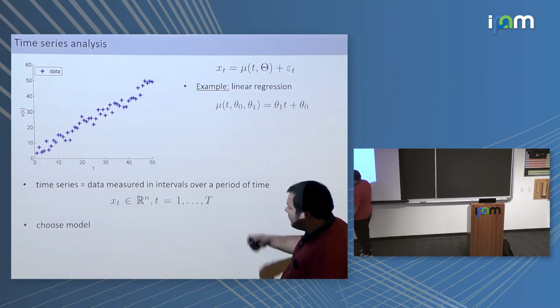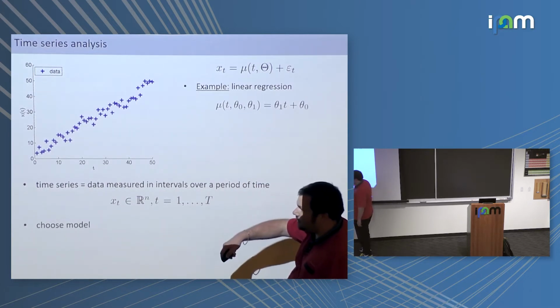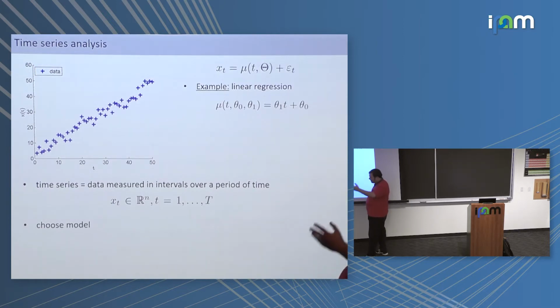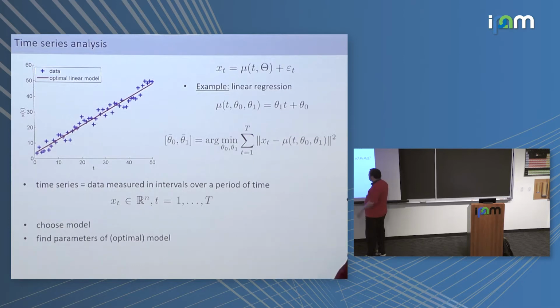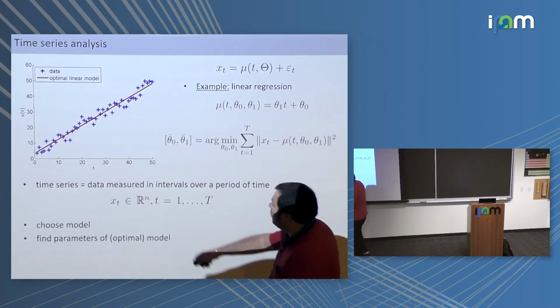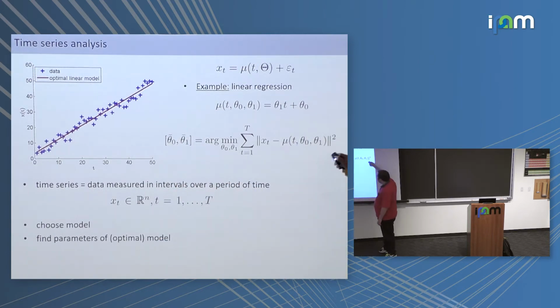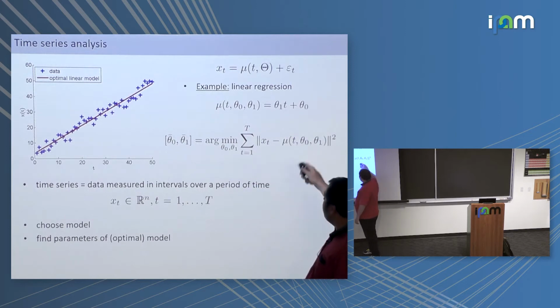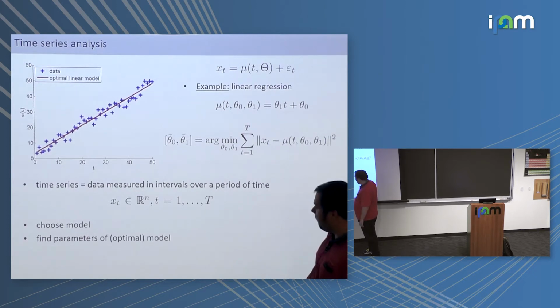Then we choose some model, and we try to fit this model to the data to find the optimal parameters such that the model fits the data in the best way. For example, linear regression. This curve has two optimal parameters, so actually we are solving an optimization problem. We are trying to find these two coefficients such that this norm is minimal. Quite simple.